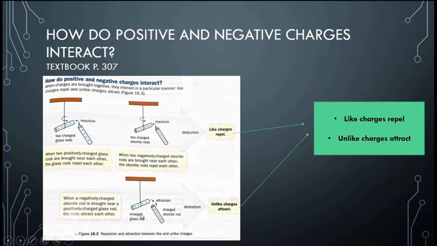What about positive and negative charged rod? In here, you can see the hanging rod is positively charged. The free rod is negatively charged. When they are brought near each other, the positive rod attracts the negative rod. So we can conclude like charges repel and unlike charges attract.